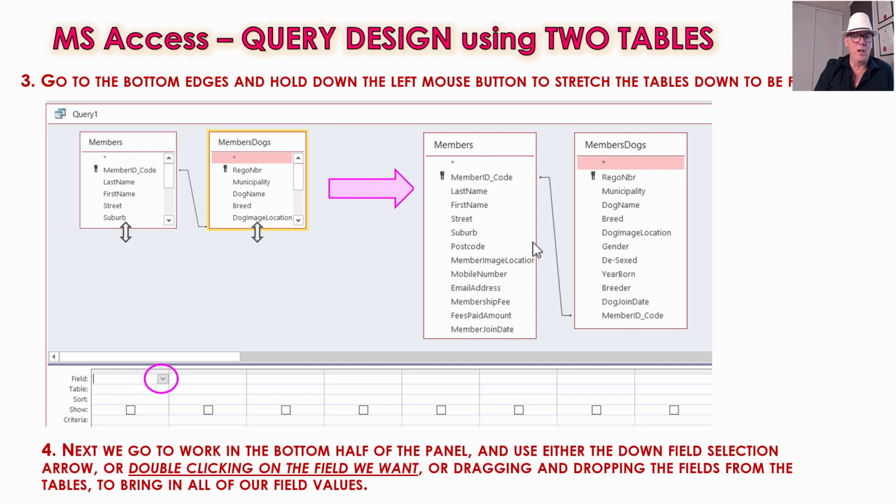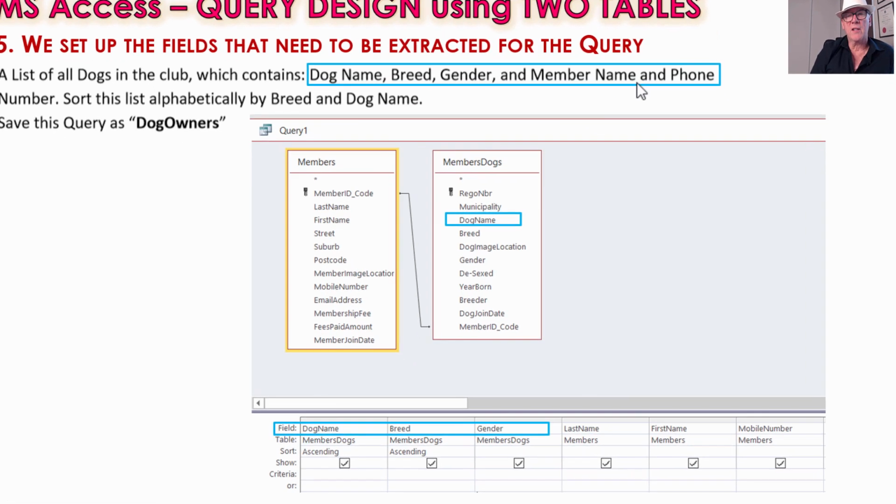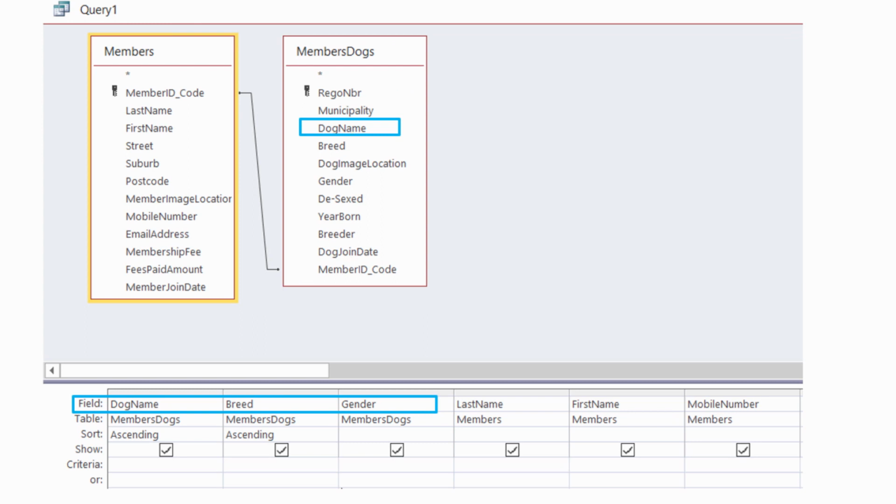And now we need to work on what we wanted for this particular query. Some information out of members and some information out of dogs, and we want to get it in a certain order too. The order we want is dog name, breed, gender from the dogs table, and then member name and phone from the members table. So you start off by double clicking dog name because that's the first thing that's wanted in the query, and then dog name should go down in here. The next one we need is breed. So double click on breed and double click on gender. And that's the three you need from the dogs table.